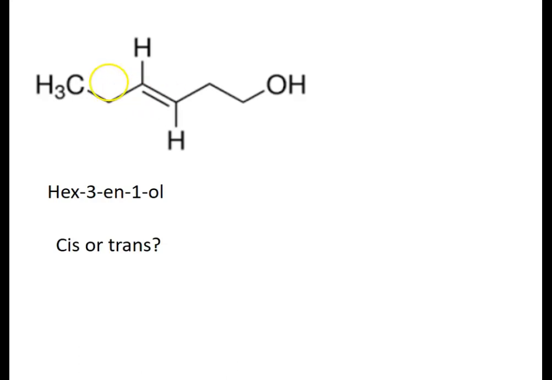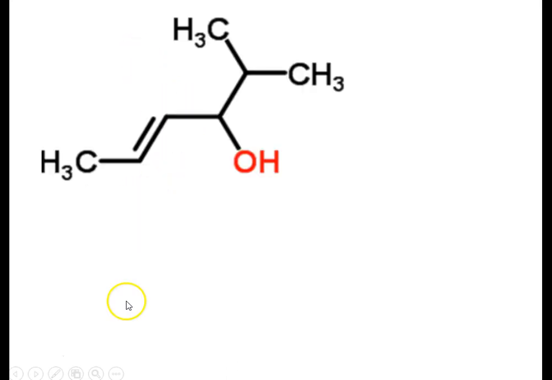So remember, anytime you see a double bond, you need to start deciding if it's cis or trans. If we look at the hydrogens, if it's got hydrogen, that makes it easier. The hydrogens are on opposite sides, so it's a trans. Okay, so this has also got a double bond and an alcohol group.